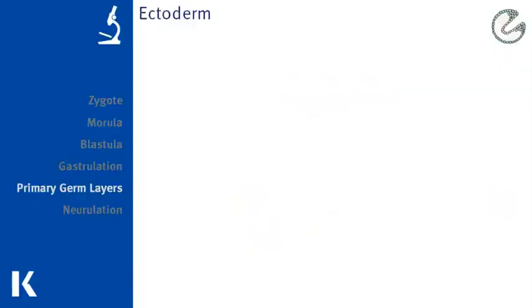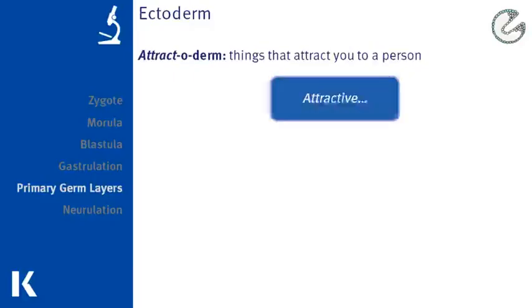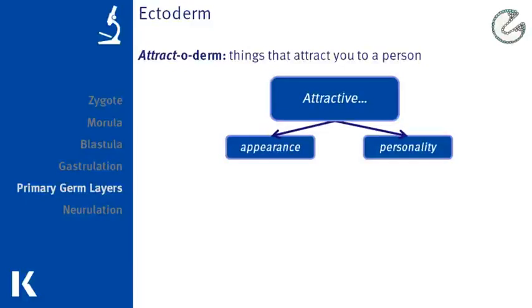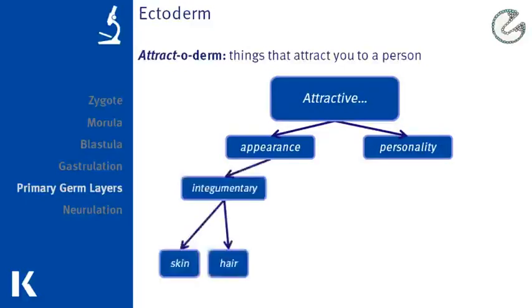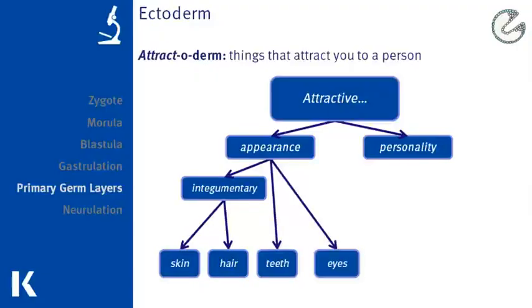Our final germ layer is the ectoderm, which tends to develop into tissues that make a person attractive. Kaplan helps us remember the tissues by calling the ectoderm the attractoderm. So let's explore what this mnemonic device means. You may be attracted to another person because of their appearance or personality. Tissues like the skin and hair develop from the ectoderm, as do the teeth and eyes. If you like a person's dark hair or their straight teeth, you can thank their ectoderm.